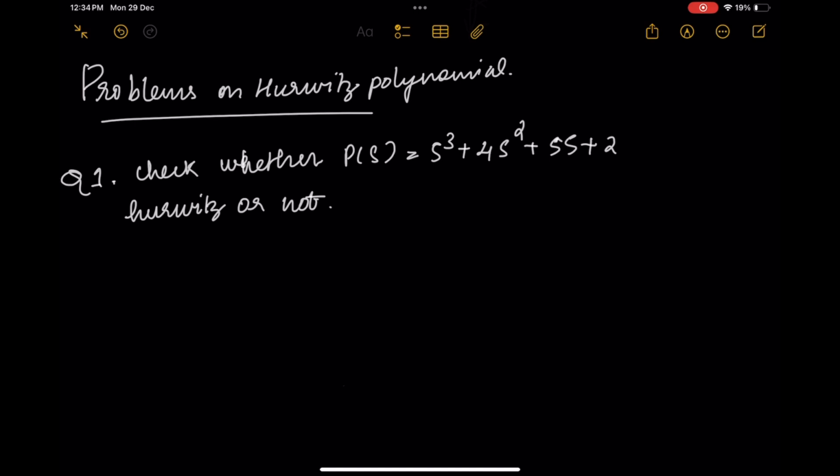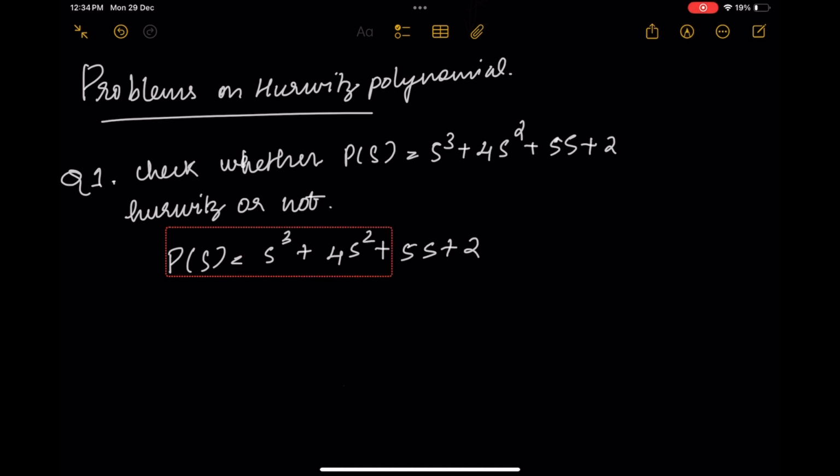First of all, I'm writing the question once more. P of s is equal to s cube plus 4s square plus 5s plus 2. The first thing we should do is check whether all terms are present. It starts with s cube, then s square is present, then s is present, and s raised to 0 is also present. So all terms are present. First condition satisfied.